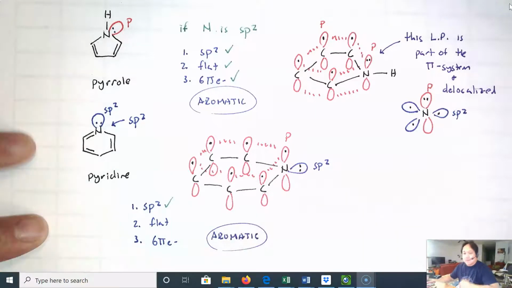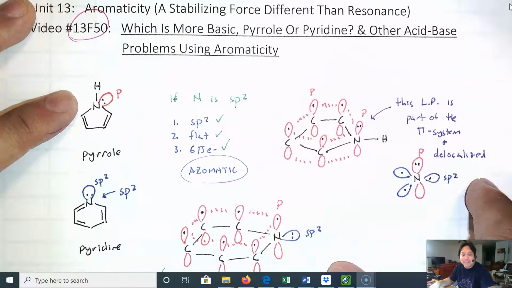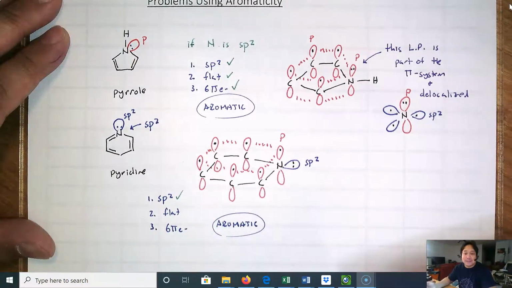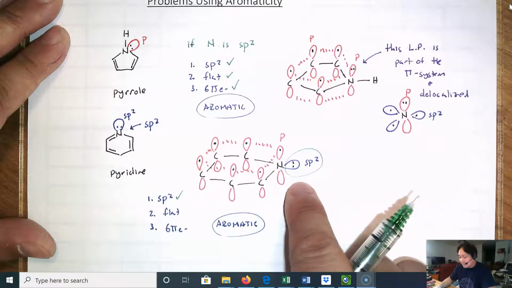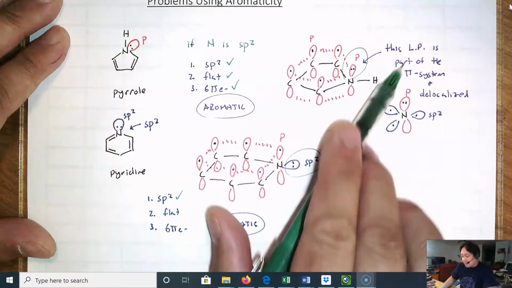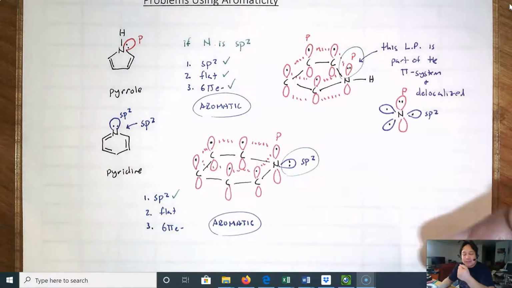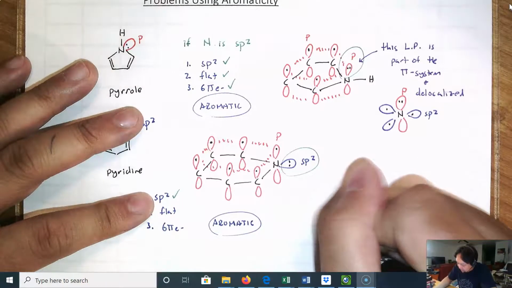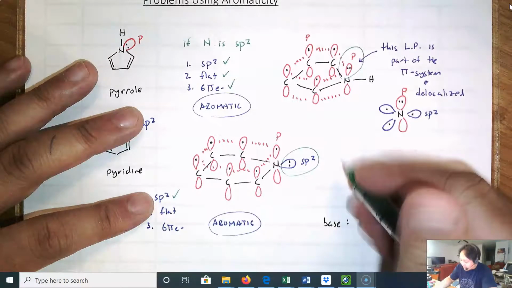Uh-oh. Well, nuts. I thought we were supposed to see a difference between pyrrole and pyridine to figure out which one's more basic. Look carefully. We do see a difference. The difference is right here. The lone pair of pyridine is isolated in an sp2 orbital. The lone pair of pyrrole is actually part of the pi system and delocalized. So between those two situations, which do you think is more likely to grab a proton? Because your base, if you recall, would have a lone pair and you are grabbing the proton of an acid.